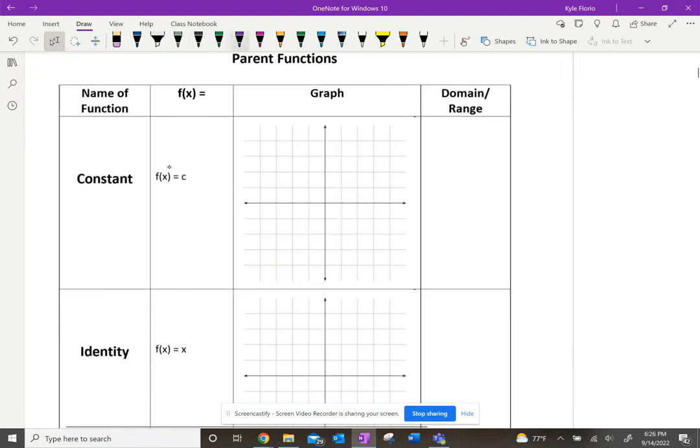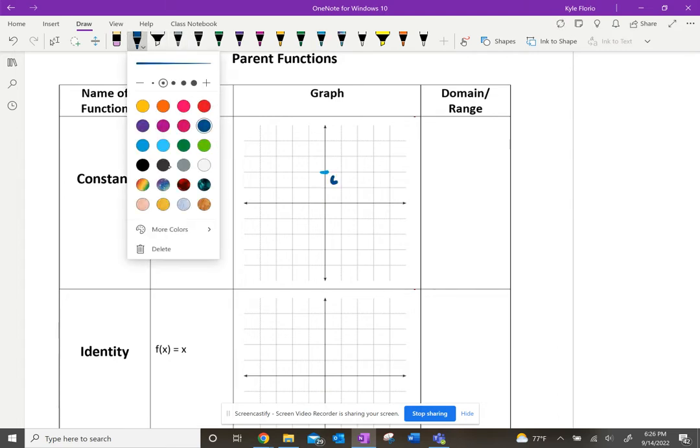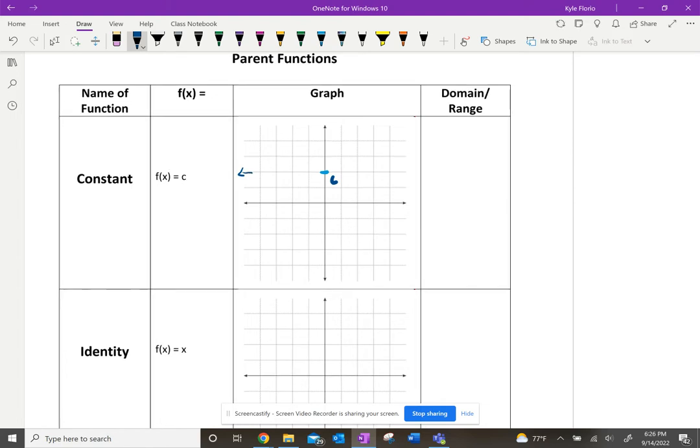If you have the function f of x equals some constant, that's just going to be a horizontal line at whatever c is. So I don't know what c is. Let's call this c. Then we're going to have a horizontal line at that point. So if it was like the line f of x equals 2, which is a flat line at 2, you can plug anything you want in here. No matter what you plug in, your output's going to be c.